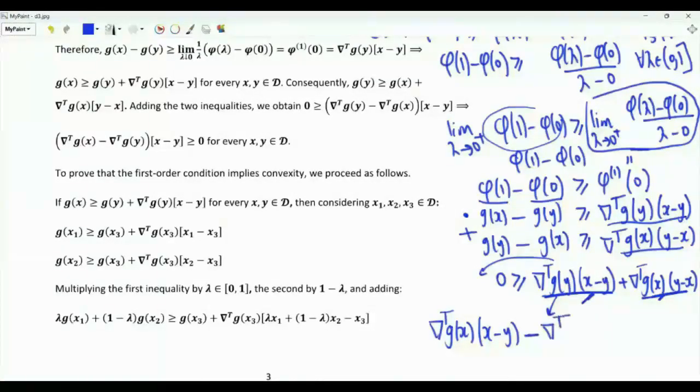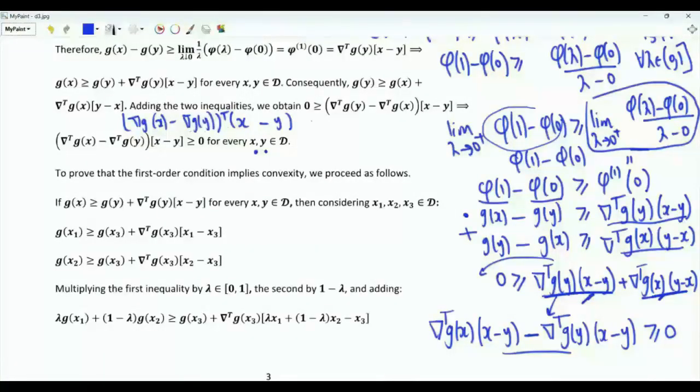Then we have minus the inner product of the gradient vector at y and x minus y. This quantity is non-negative. This means that if we have any x and y in the domain of the convex function, if we have the inner product between x minus y and the gradient of the function at x minus the gradient of the function at y, this inner product is always non-negative.